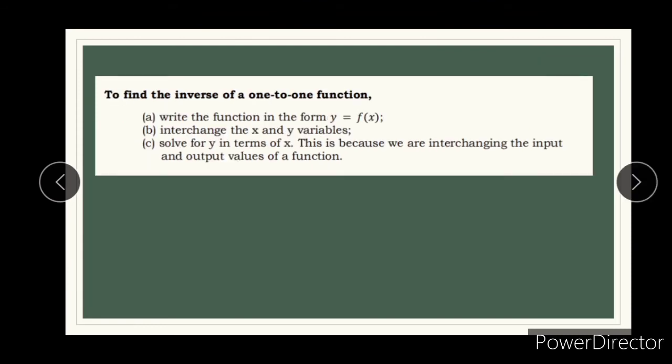To find the inverse of a one-to-one function, first, write the function in the form y is equal to f of x. Second, interchange the x and y variables. Third, solve for y in terms of x. This is because we are interchanging the input and output values of a function.